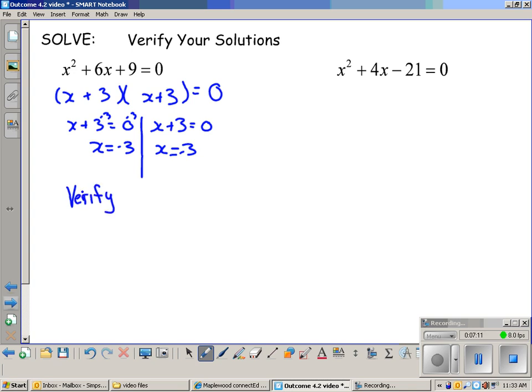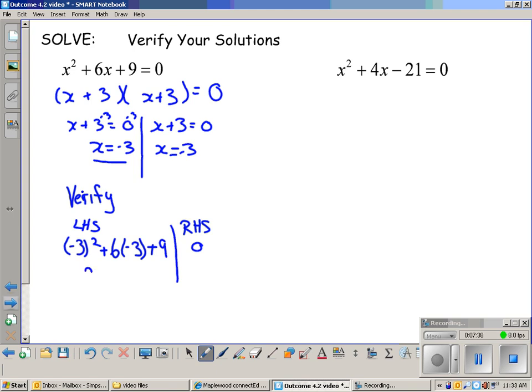To verify, I want to substitute in the value that we found for x into our original equation to show that the left side and the right side are equal. So on the left-hand side, instead of x, I'm going to put in negative 3. So I have negative 3 squared plus 6 times negative 3 plus 9. And I want to show that it equals the right-hand side, which is 0.